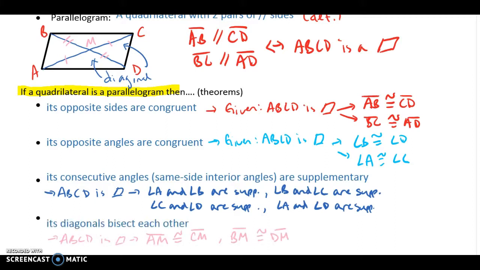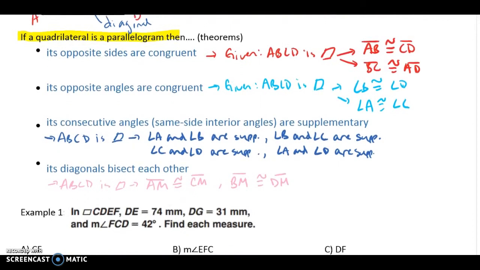Okay, so those are the 5 things we know about parallelograms. So remember, don't just look at the theorems, but also include the definition, right? We know opposite sides are parallel, opposite sides are congruent, opposite angles are congruent, consecutive angles are supplementary, and diagonals bisect each other. So let's use this now in some examples.